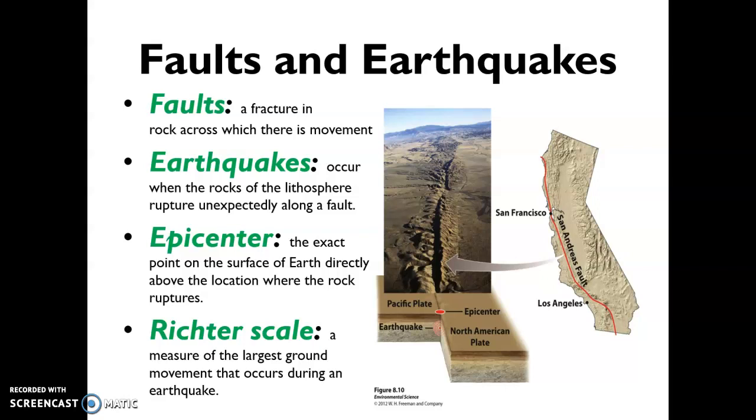I want to point out a couple of things about the measurements for earthquakes. The measurement for an earthquake is called the Richter scale. It's a measure of the largest ground movement that occurs during an earthquake. Now, the thing to know about the Richter scale is that it's a logarithmic scale, just like the pH scale was. So if you have an earthquake of 4 and you're comparing it to an earthquake of 5, the earthquake of 5 is actually 10 times stronger, 10 times more movement than the earthquake of 4.